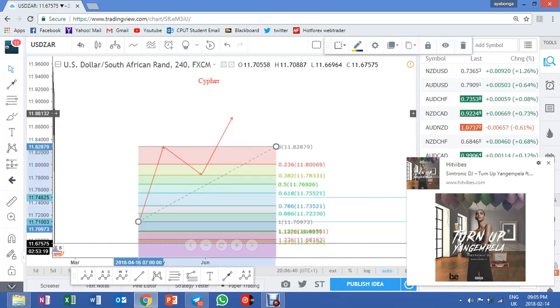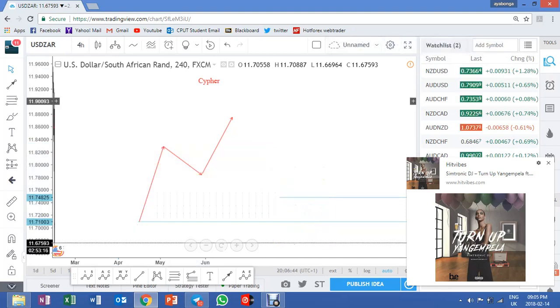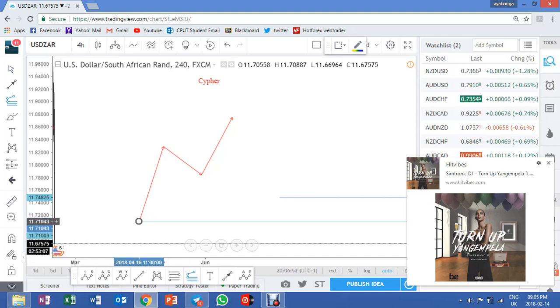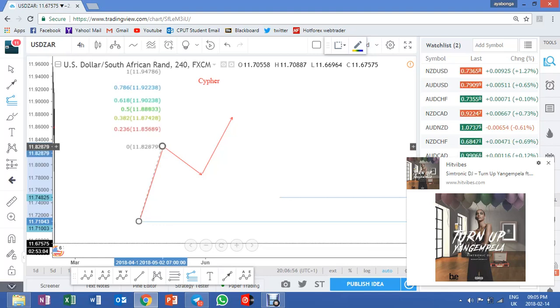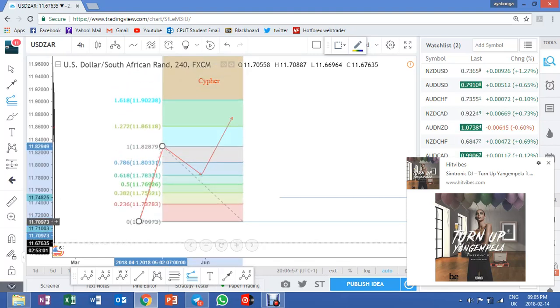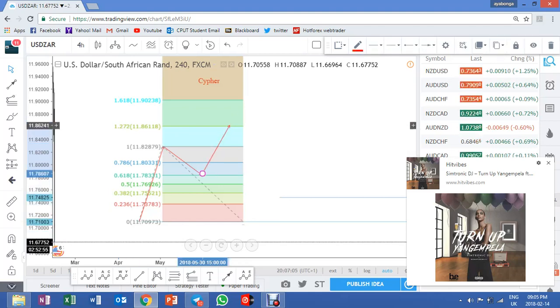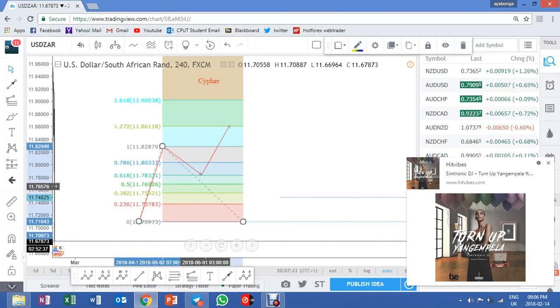So for your point C, you use your Fibonacci extension tool and you click your point X, you click point A, and you go back to your point X. So your point C should end around these places, even here, around this, or around here. It can end here, yeah. But preferably, it must touch your 1.272 retracement. And there you have your C point.